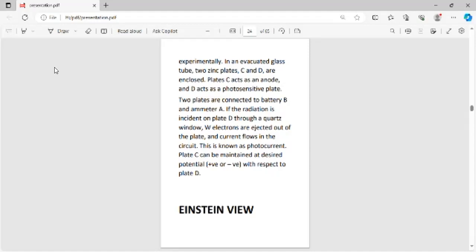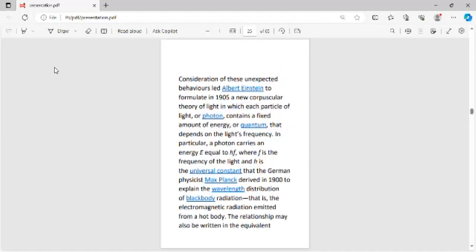Einstein's view about photoelectric effect. Consideration of these unexpected behaviors led the greatest scientist at that time, Dr. Albert Einstein, to formulate in 1905 a new corpuscular theory of light, in which each particle of light, or photon, contains a fixed amount of energy, or quanta, that depends on light's frequency. It is similar to Planck's view, but he calls these discrete packets of energy photons. However, Planck called them quanta.